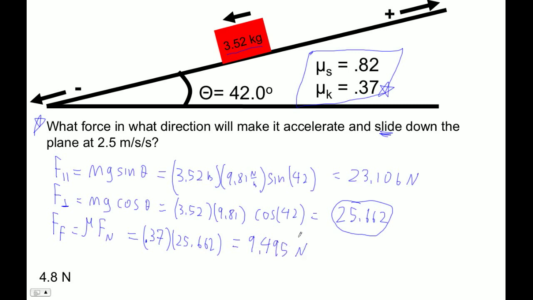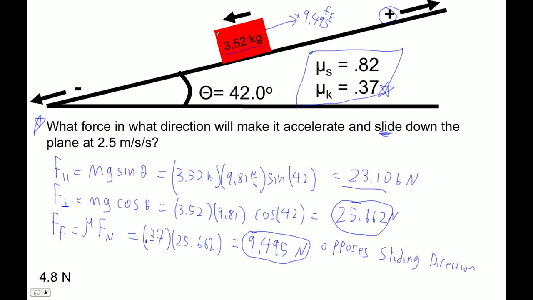Right? Okay, so now we've got these guys, the players, along that plane. If it's sliding down the plane, the friction force will be up the plane, of 9.495. This is our force of friction. So friction always opposes the sliding direction. Since we're sliding down the plane, this guy's going to be up the plane and positive, right? Parallel force is easy. Parallel force is always down the plane.